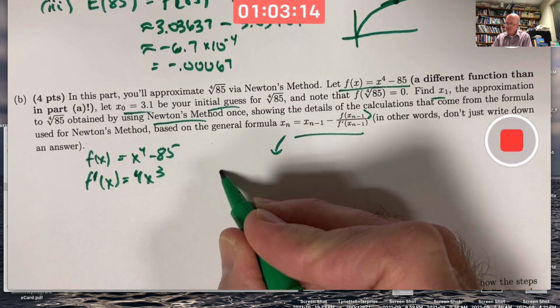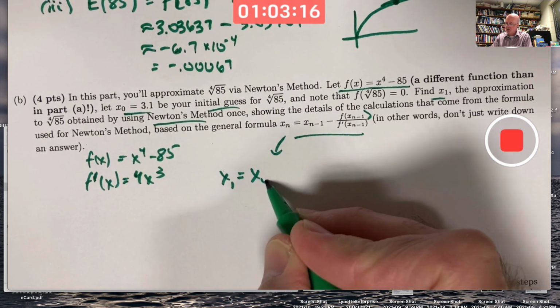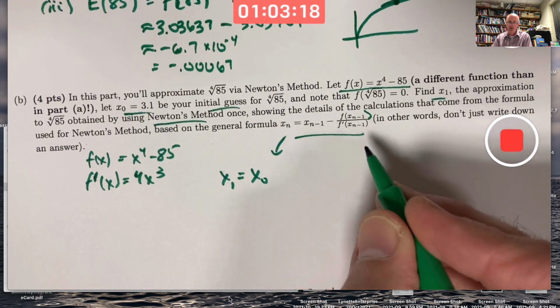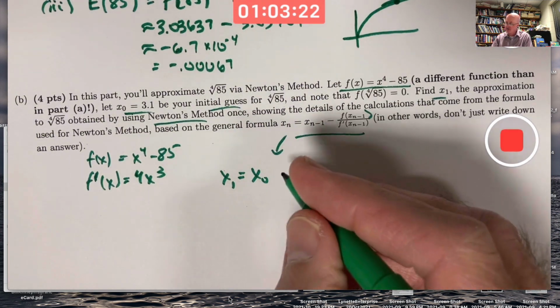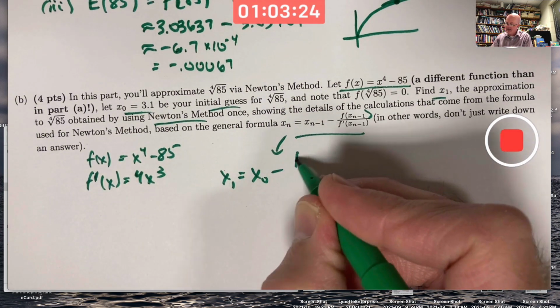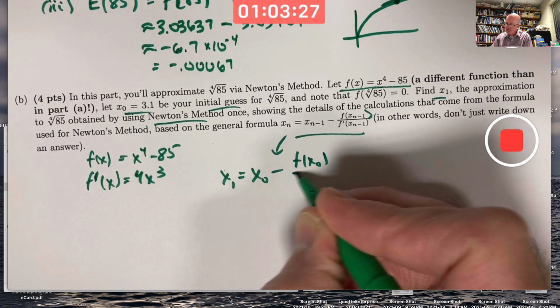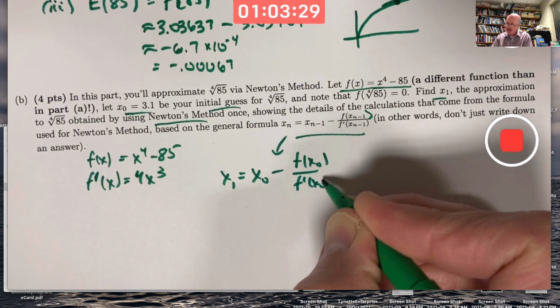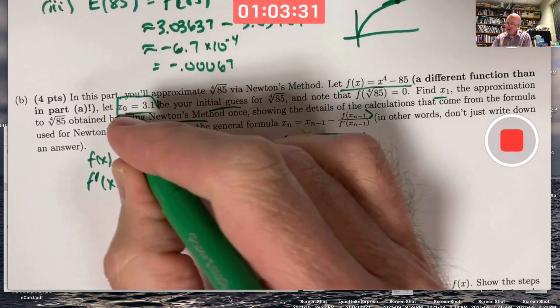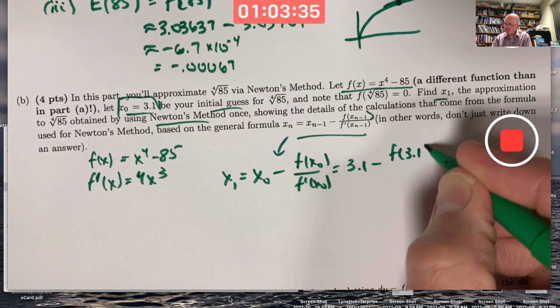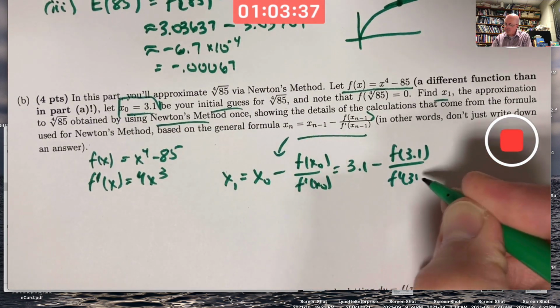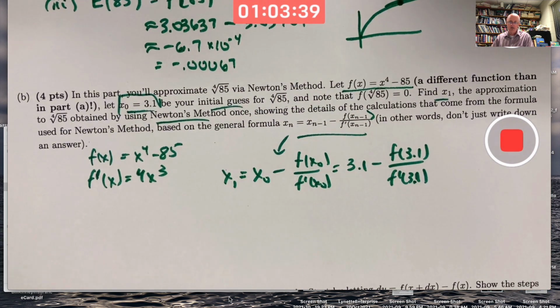So if I use this formula to find x1, it's going to be x0. I'm using the formula when n is 1. I could use it then when n is 2 and 3 and 4, etc., but I'm just using it when n is 1. Minus f of x0 divided by f prime of x0. Again, x0 is 3.1. So this is 3.1 minus f of 3.1 divided by f prime of 3.1. Let's go ahead and find those things over here.